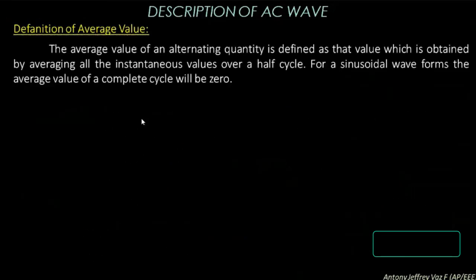Definition of average value. The average value of an alternating quantity is defined as that value which is obtained by averaging all the instantaneous values over a half cycle. For a sinusoidal waveform, the average value over a complete cycle will be 0.